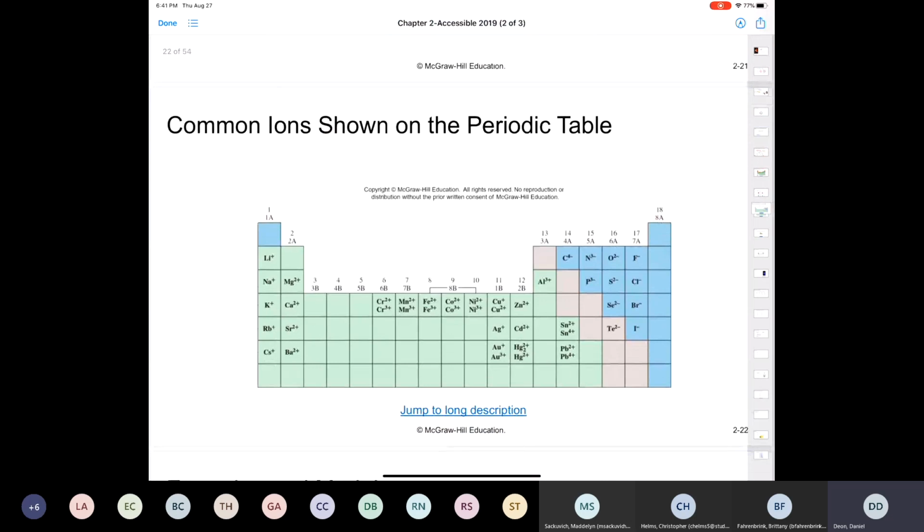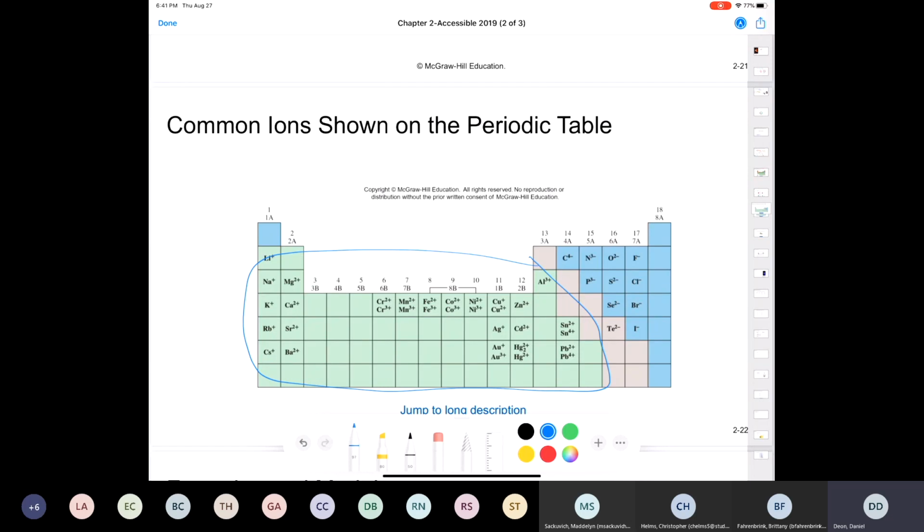Here in this slide, you see some common ions just shown on the periodic table. So you kind of notice some trends here. If you look at the metals, all these things here in green, these are all metals. You notice that they only have positive charges. That's kind of interesting. So that tells you right away that metals like to form cations. So metals like to lose electrons, right? That's a conclusion we can draw right away.